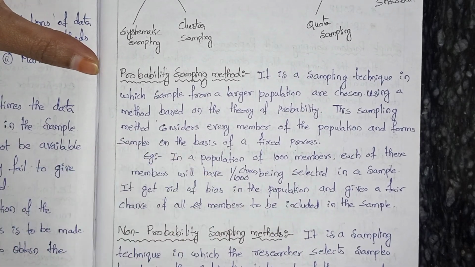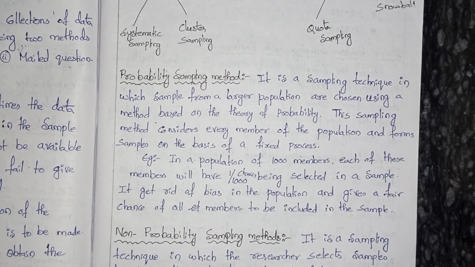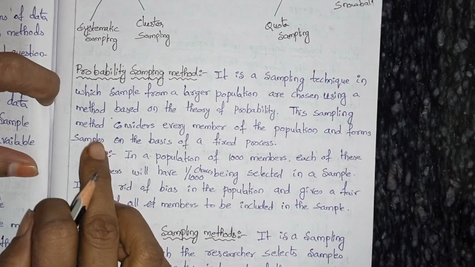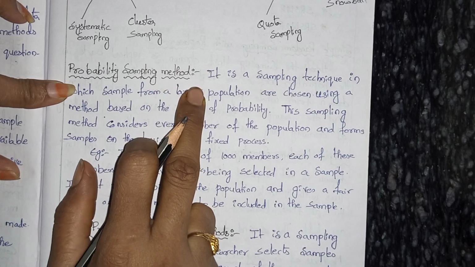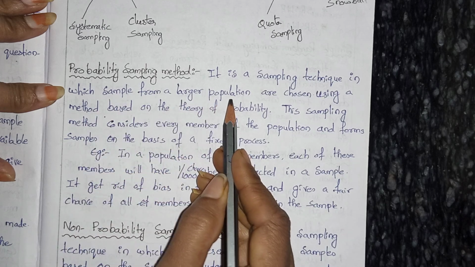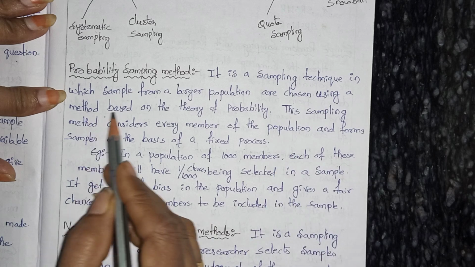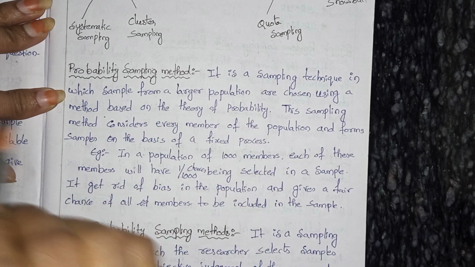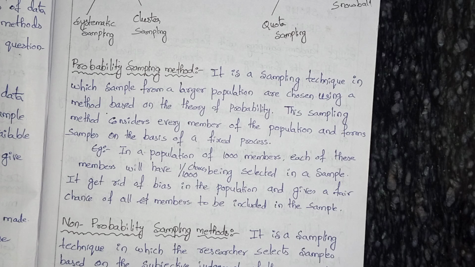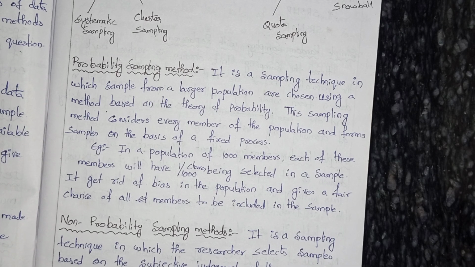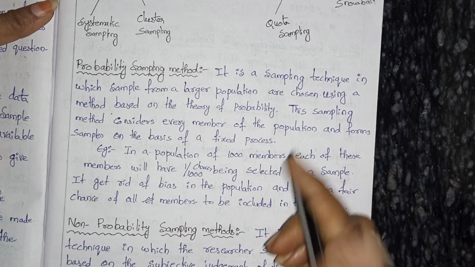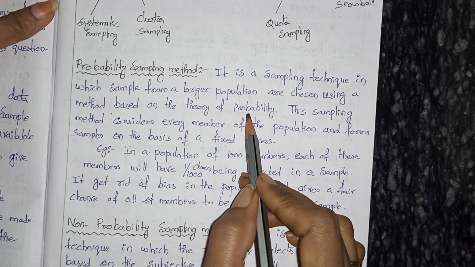So first, what is the probability sampling method? As we discussed, sampling methods are of two types: probability sampling and non-probability sampling. The first one is the probability sampling method. It is a sampling technique in which samples from a large population are chosen using a method based on the theory of probability. That means every observation in the population will have equal chances of being taken in the sample. That is called the theory of probability.